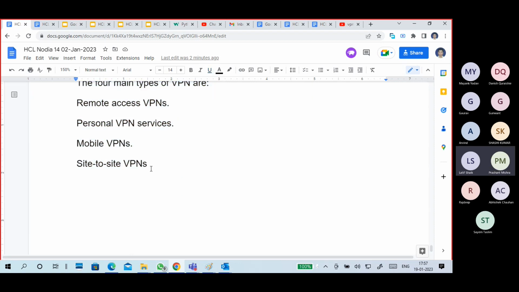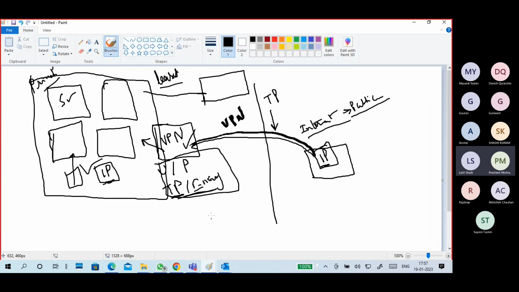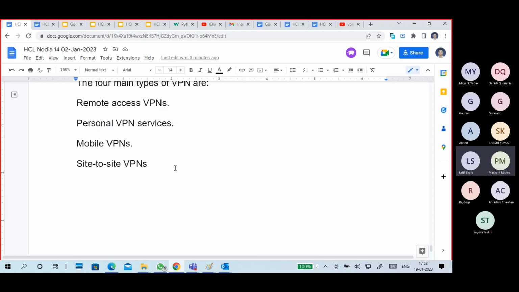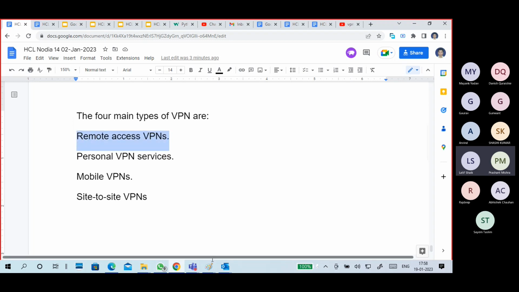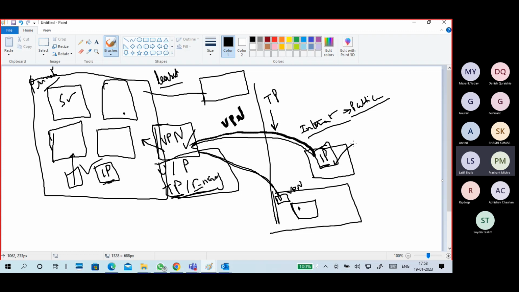Site to site VPN means, in case there is a branch, okay, I have a branch office server. You want to connect this server to this server. Then I put a VPN here, and another VPN here. This is also VPN connectivity. VPN to VPN connectivity: site to site VPN. Then remote access VPN. This is site to site VPN, with VPN on both sides. This is remote access VPN: on this side a VPN client, on that side a VPN server.